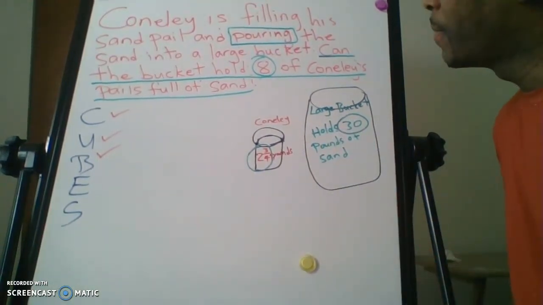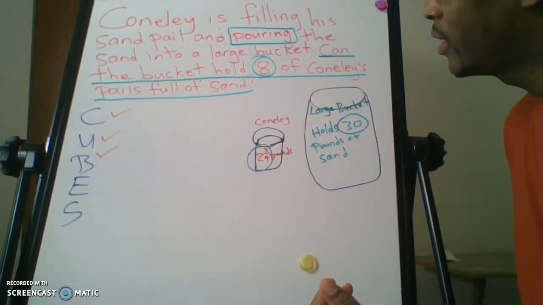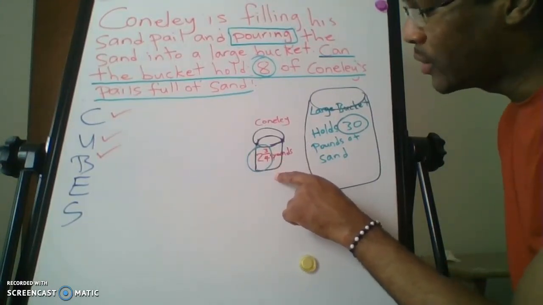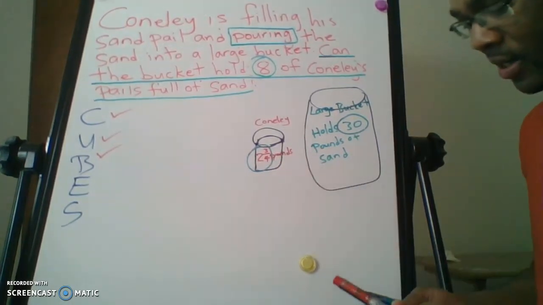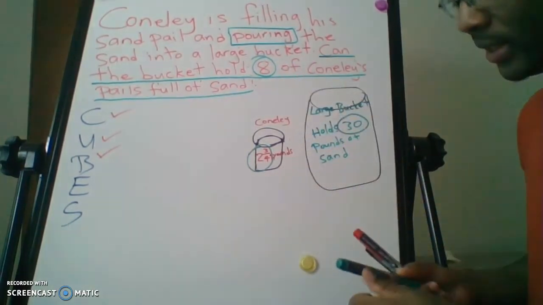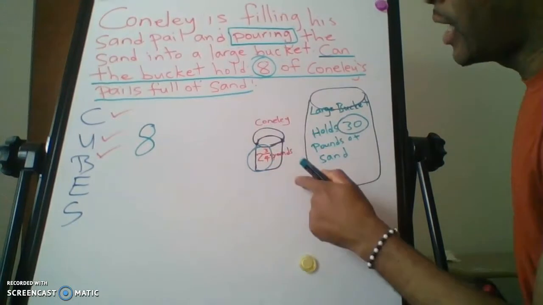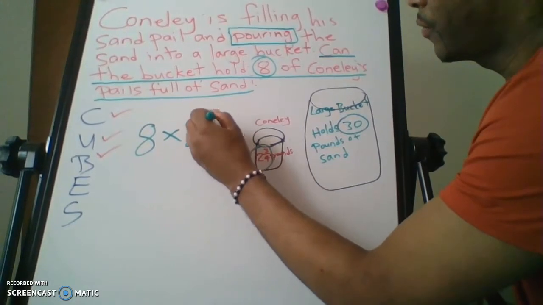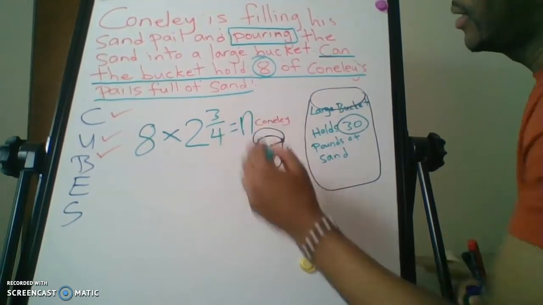Okay, now there is a hidden question here. The hidden question is, how many pounds is 8 of Conley's pails? And so, if Conley is pouring 8 times, I am going to write 8. That's 8 times. And how many pounds does his pail hold? 2 and 3/4. That is equal to n.